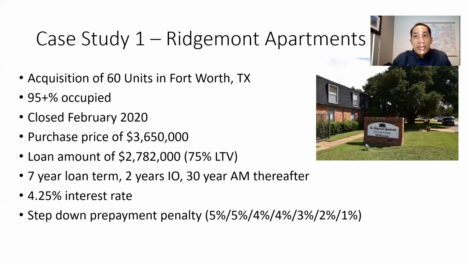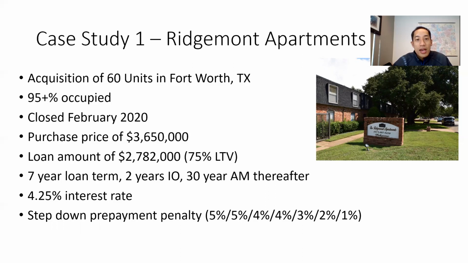So let's go through a couple of case studies. Ridgemont Apartments, this was a 60-unit deal in Fort Worth. Acquisition, 95% occupied. Purchase price, 3.65. Loan amount was right at 75% LTV. So the rents were under market on this deal. And the debt service really sort of tapped out right at 75%. They went with a 7-year loan term, 2 years IO, 30-year AM thereafter, 4.25 interest rate, and then a step down prepayment.